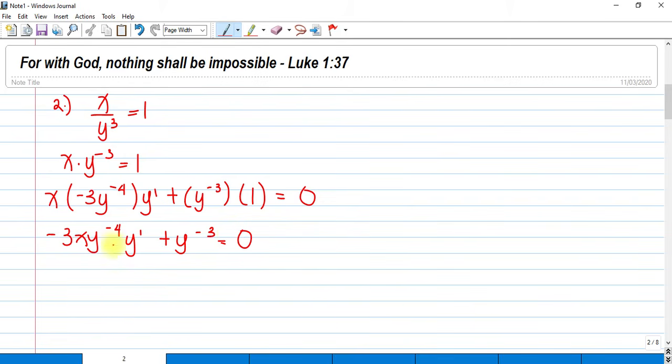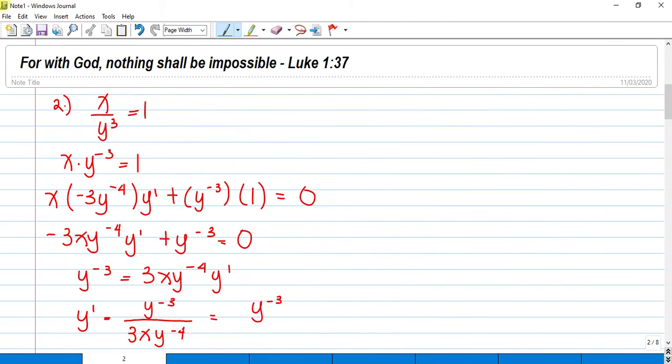So if I'm going to isolate y prime, I transpose this. We have 3x y raised to negative 4 y prime. To get y prime, divide both sides by 3x y raised to negative 4. We have y raised to negative 3 over 3x y raised to negative 4. Furthermore, these two, y raised to negative 3 and y raised to negative 4, can be simplified. So we have y raised to negative 3 multiplied by y raised to 4. Again, we negate the exponent when we get the reciprocal, so the negation of negative 4 is y raised to 4, and we have over 3x.